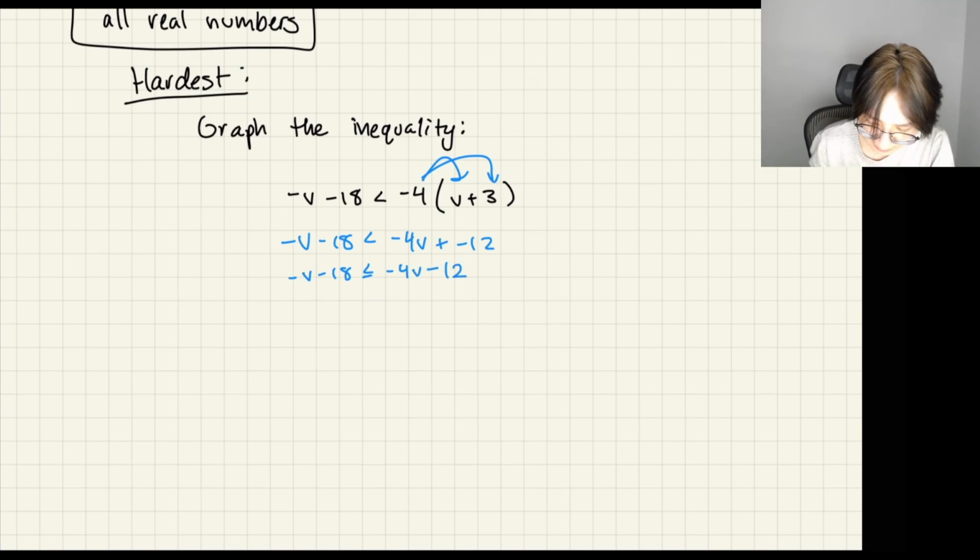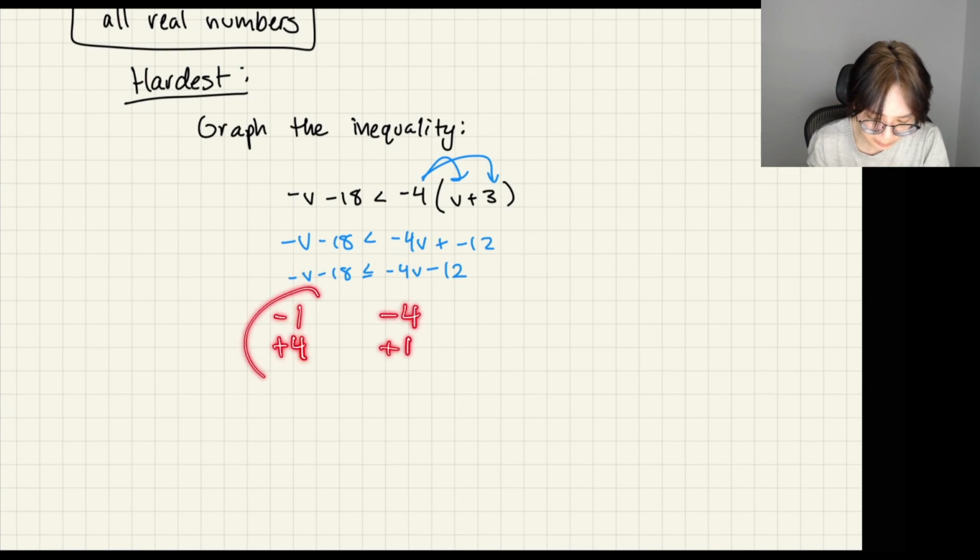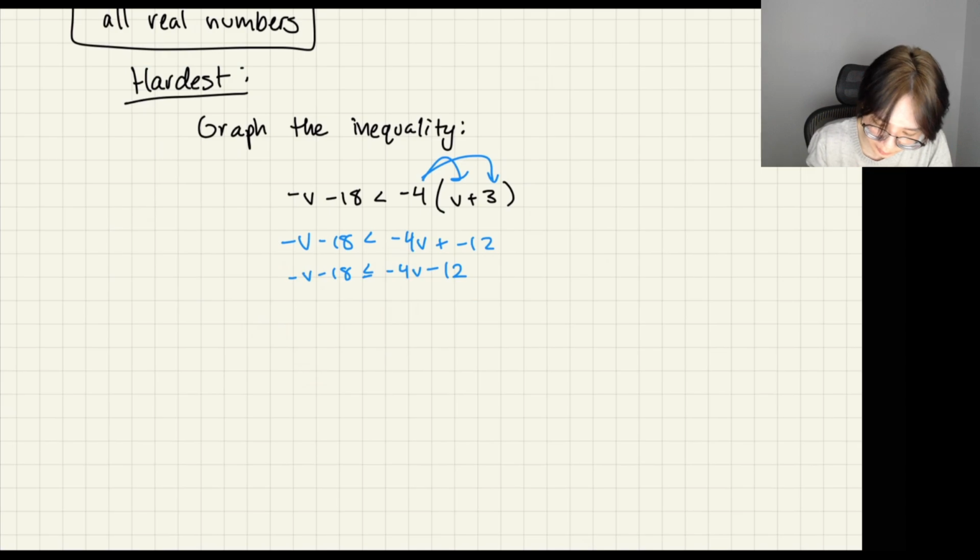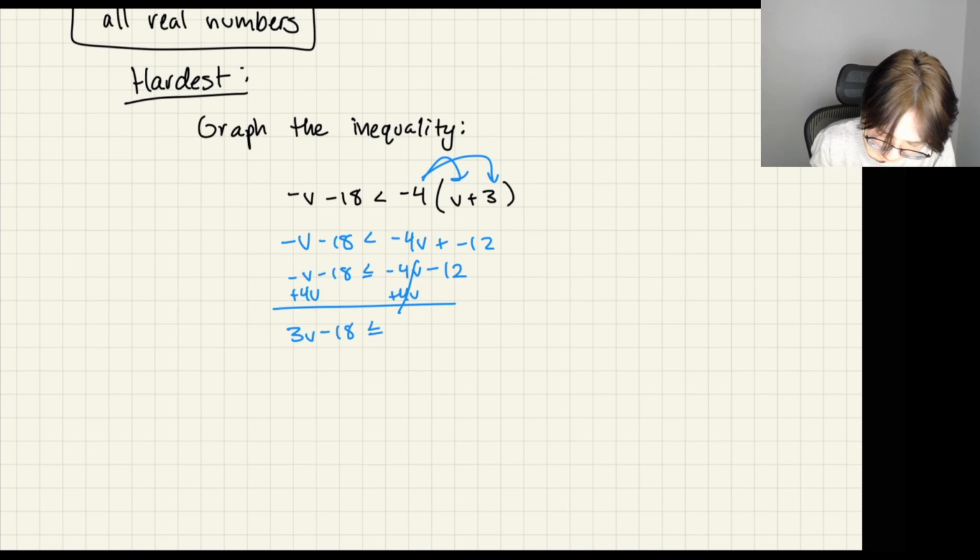I see that either I'm going to be adding 1 to both sides to get rid of this, or I'm going to be adding 4 to both sides to get rid of this. So it's either going to be negative 1 plus 4, or negative 4 plus 1. What's going to get me a positive v? Negative 1 plus 4. So I'm going to add 4v to both sides. That cancels out. I get 3v minus 18 less than or equal to negative 12.